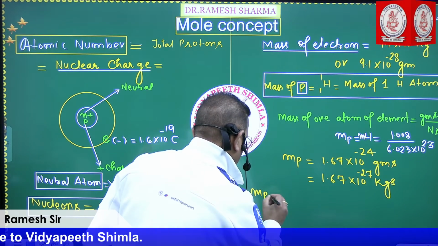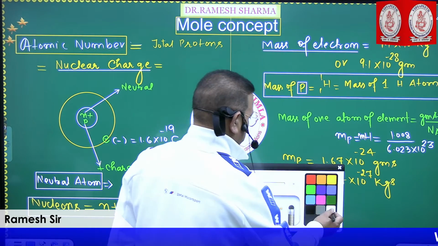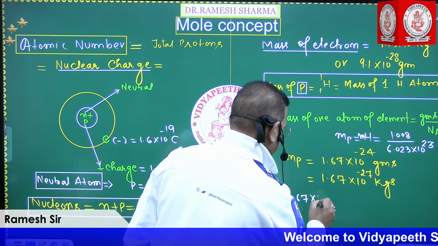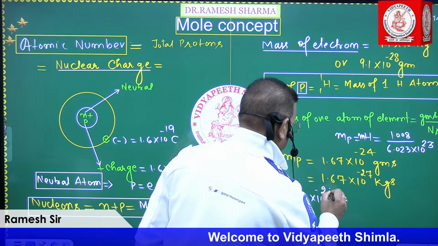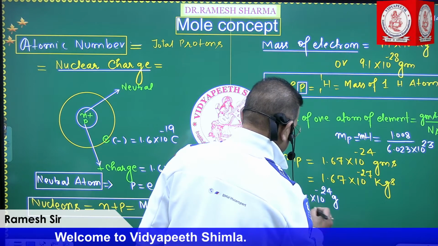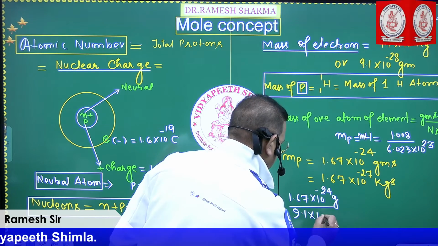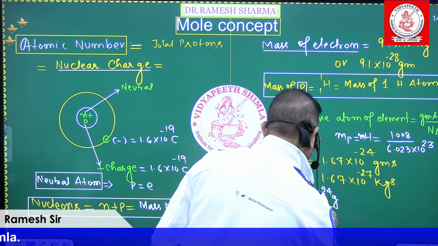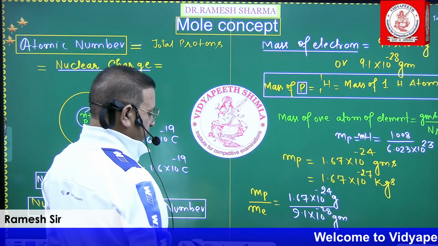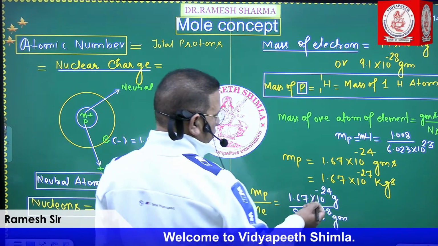Mass of proton divided by mass of electron. So mass of proton is 1.67 into 10 raised to the power minus 24 gram divided by 9.1 into 10 raised to the power minus 28 grams. Am I right? Out of these two, mass of proton seems to be more.